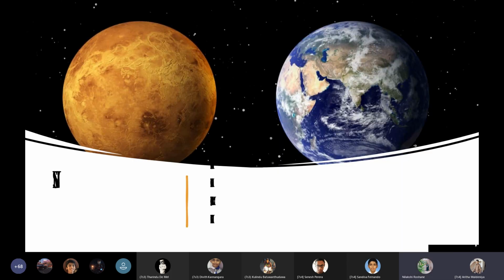So next we talk about Venus, and Venus is the second planet according to the distance from the Sun. It is the closest planet to the Earth, and it is the planet with a high surface temperature of 464 Celsius. The main gas found in this planet is carbon dioxide, and that's 96%. And Venus has no satellites.